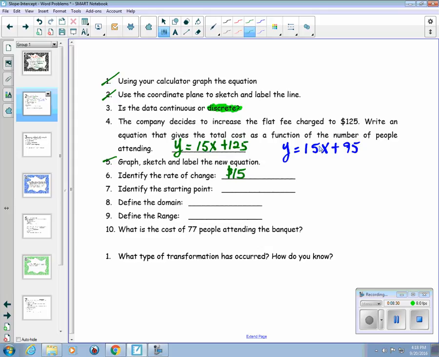Pay attention. Some of you should really be paying attention. We got 40s and 50s.